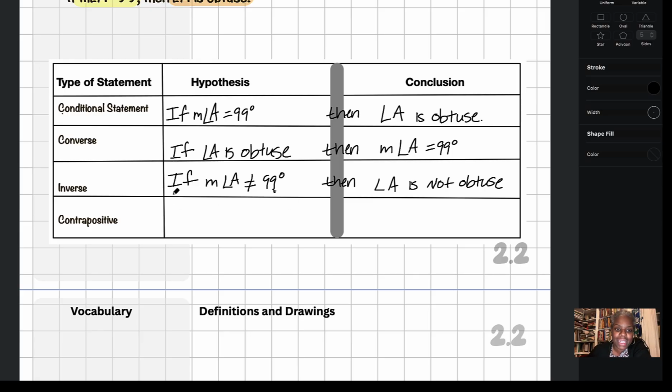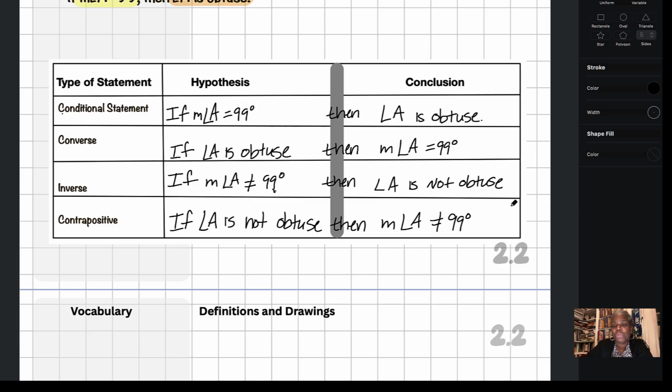So our new statement is, if the measurement of angle A is not 99 degrees, then angle A is not obtuse. Finally, we come to the contrapositive. The contrapositive takes the inverse and does what the converse did to the initial statement. It switched the inverse's statements around. So now the contrapositive reads, if angle A is not obtuse, then the measurement of angle A is not equal to 99 degrees.